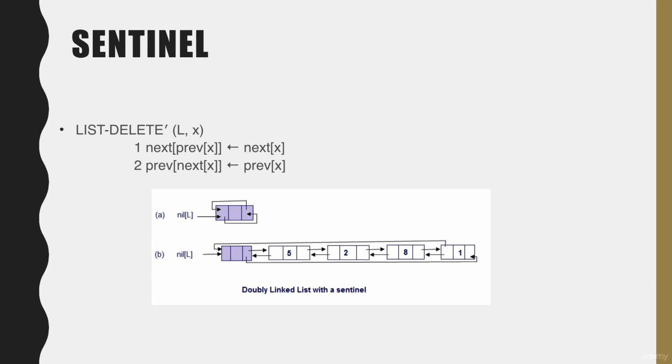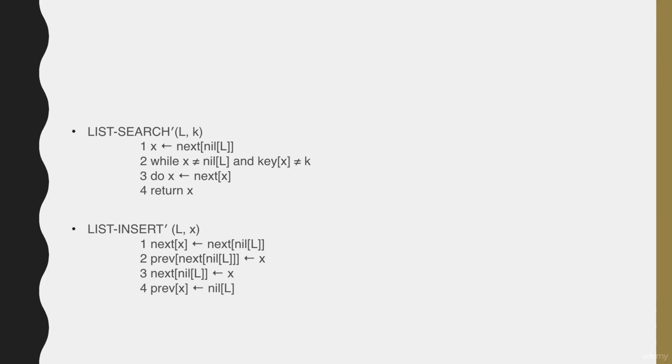Since next of nil of L points to the head, we can eliminate the attribute head of L altogether, replacing references to it by references to next of nil of L. An empty list consists of just the sentinel, since both next of nil of L and previous of nil of L can be set to nil of L. The sentinel nil of L appears between the head and tail. The attribute head of L is no longer needed. We can access the head of the list by next of nil of L, as shown here.